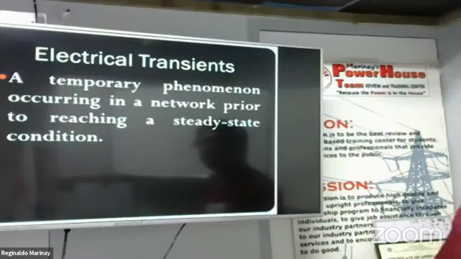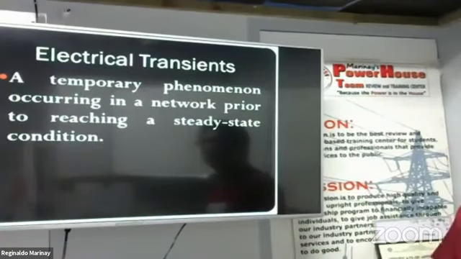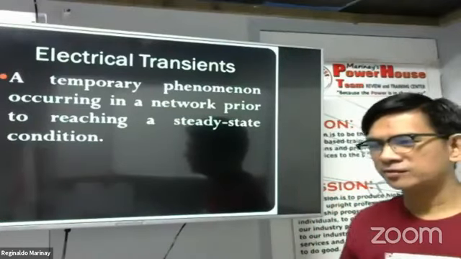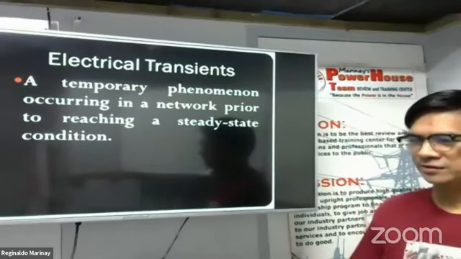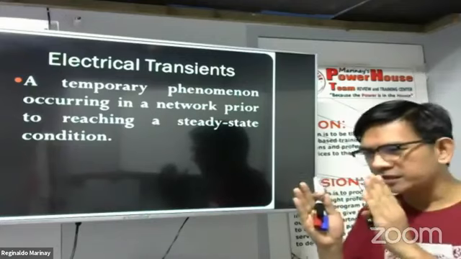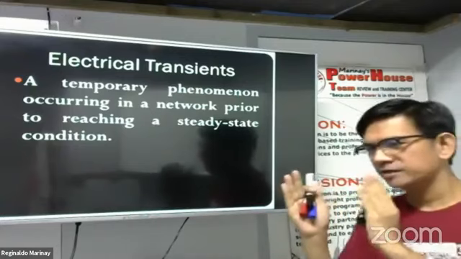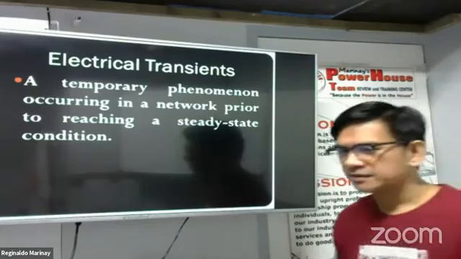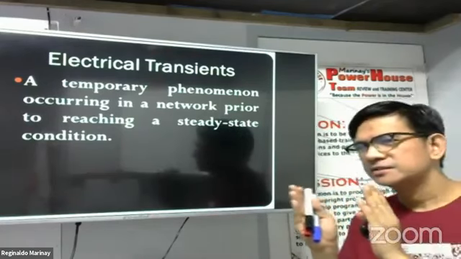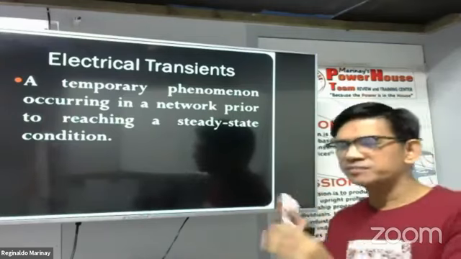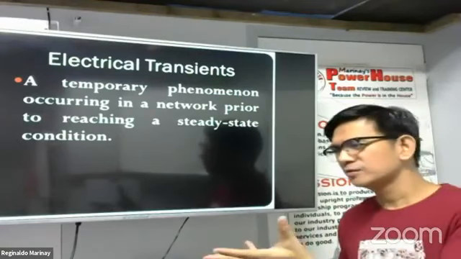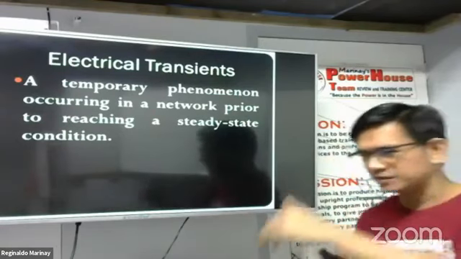Another definition of electrical transient: it is a temporary phenomenon occurring in a network prior to reaching a steady state. So it is a phenomenon in an electric circuit prior to reaching the steady state. There should be a time to adjust. In layman's terms, that is the transition period. You are waiting to adjust before you go to a normal stage.